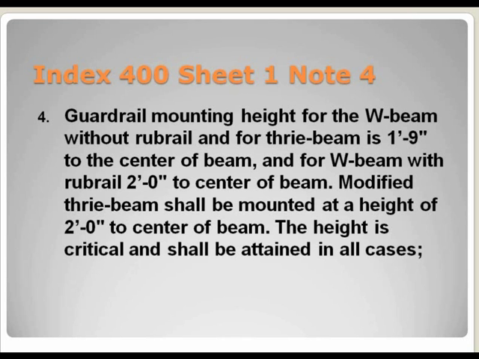This note: Guardrail mounting height for W-beam without rub rail and for Thri-beam is 1 foot 9 inches to the center of the beam. And for W-beam with rub rail, it's 2 foot to the center of the beam. Modified Thri-beam will be mounted at a height of 2 foot to the center of the beam. The height is critical and shall be attained in all cases, and this is the part that we're looking at because a lot of the contractors are having issues with it. So we're looking at that variation in the tolerance.